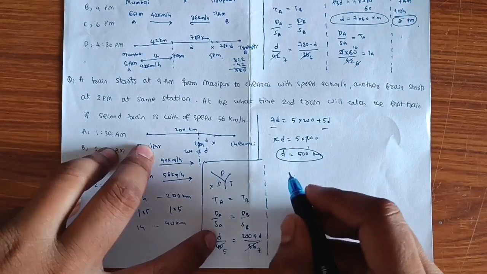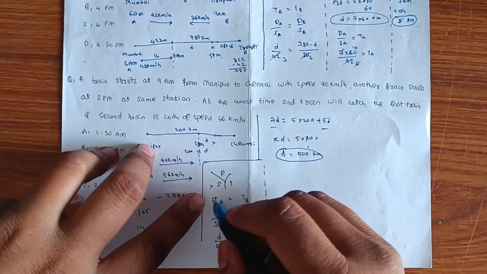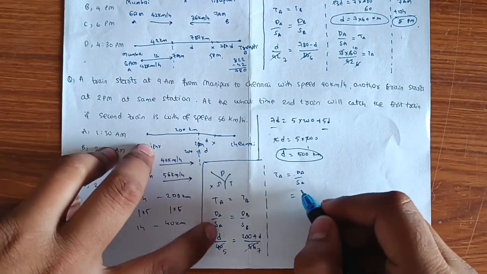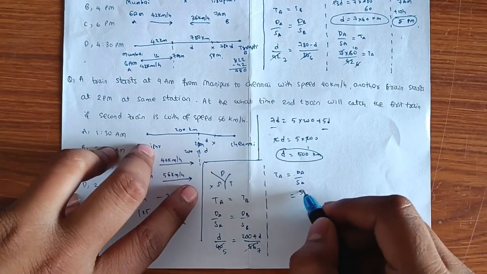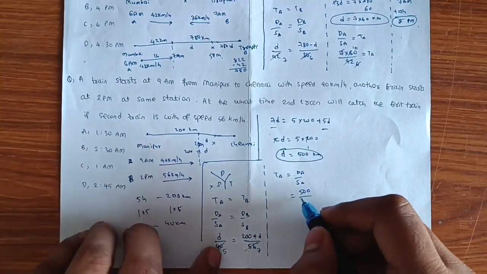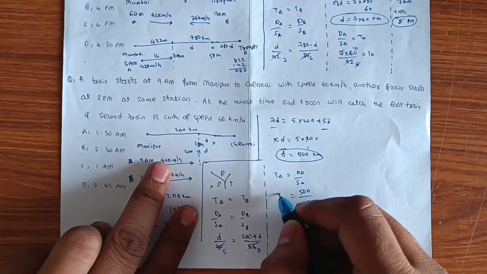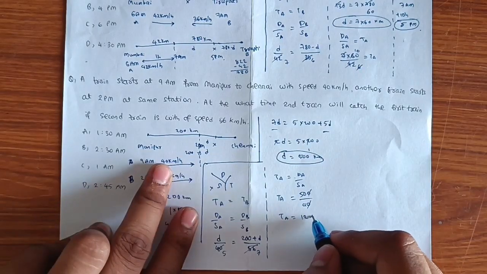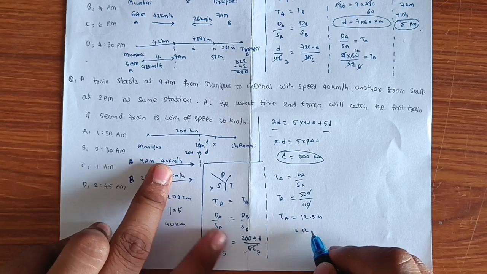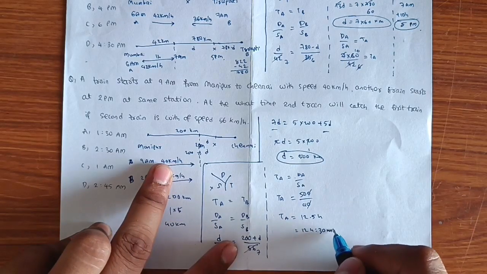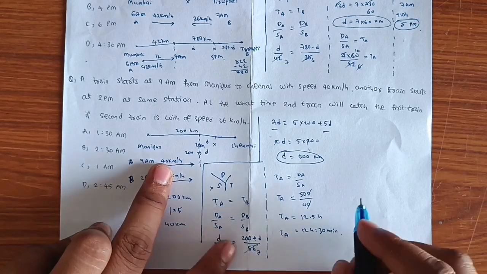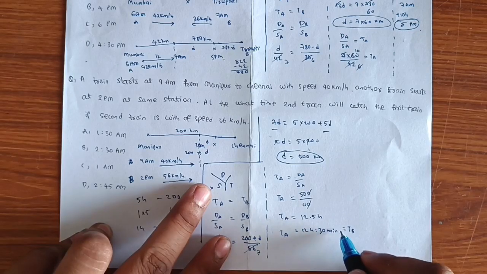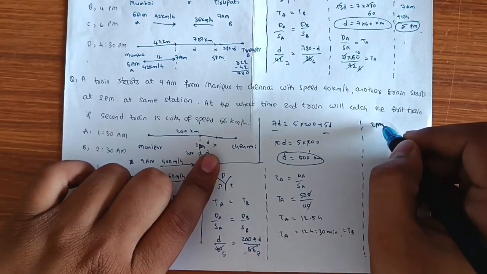Now apply any one of these. I am applying it in TA, which is equal to dA by SA. The distance covered by the train A is d, and we got the value of d as 500. The speed of the train A is 40 km per hour. If we simplify this, we are going to get the value of TA as 12.5 hours, or 12 hours 30 minutes. So the value of TA, which is equal to TB also, we got as 12 and a half hours.